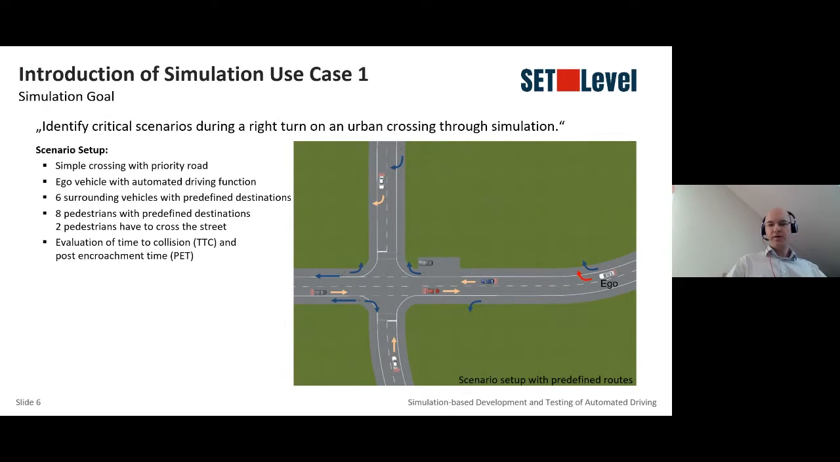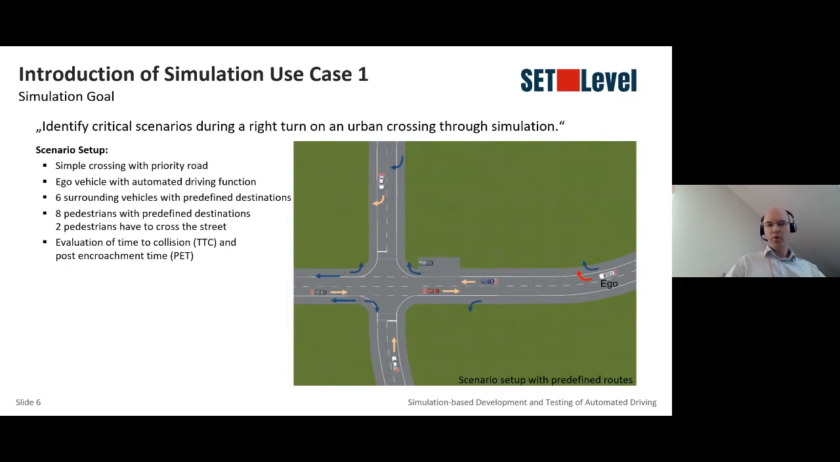Here we see the basic scenario setup, which is composed of a simple crossing with a priority and a non-priority road, as well as predefined routes of the different agents. On the picture, the priority road is the horizontal road and the non-priority road is the vertical road. The white ego vehicle with a HUD function starts on the right side of the priority road and turns right at the crossing onto the non-priority road.